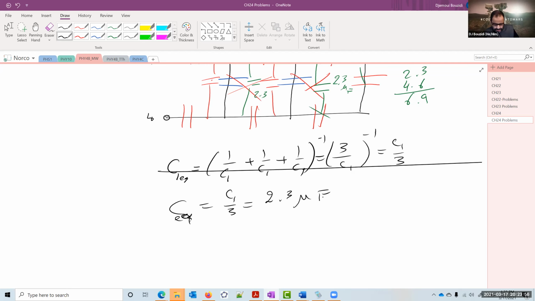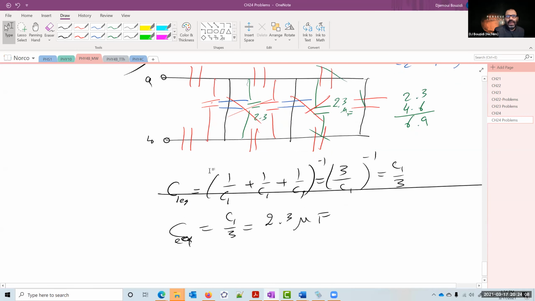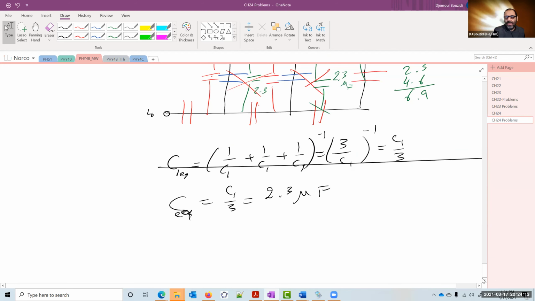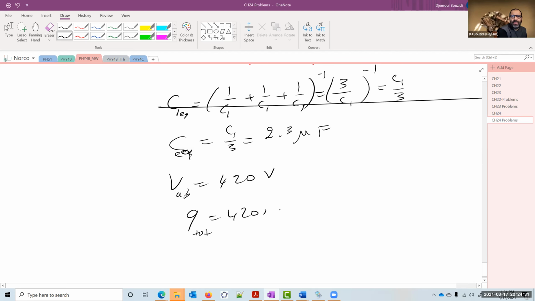So then compute the charge on each of the three capacitors nearest A and B. For this red one and this red one, that's easy because both of them have the same charge as the C equivalent. Now, how much is the voltage they told us? It's 420 volts, and we have the C equivalent 2.3. So we know the total Q is just 420 times the C equivalent.